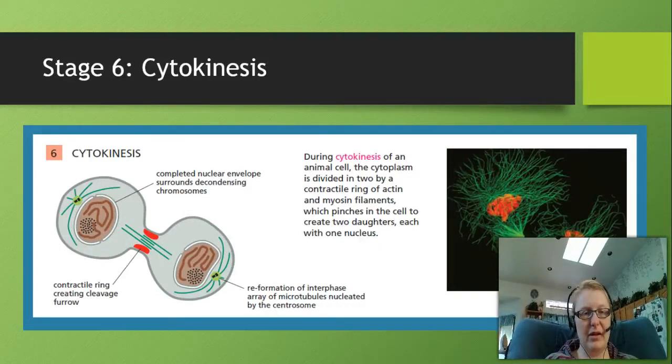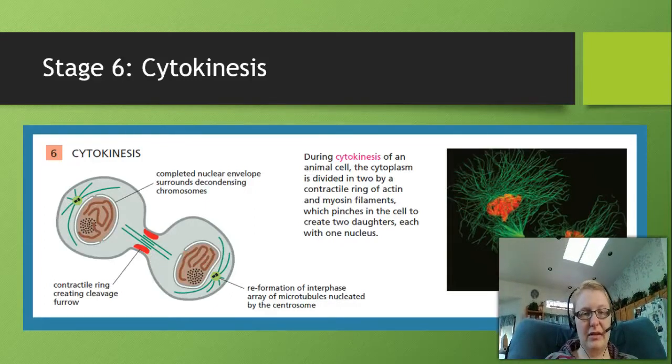Now here's our last step of the M phase, and this is cytokinesis. And you can see the contractile ring is formed, and we can see the nuclear envelope is formed. The chromosomes are decondensing. The interphase microtubules are starting to go back to the centrosome. Everything's starting to look a lot more like interphase.